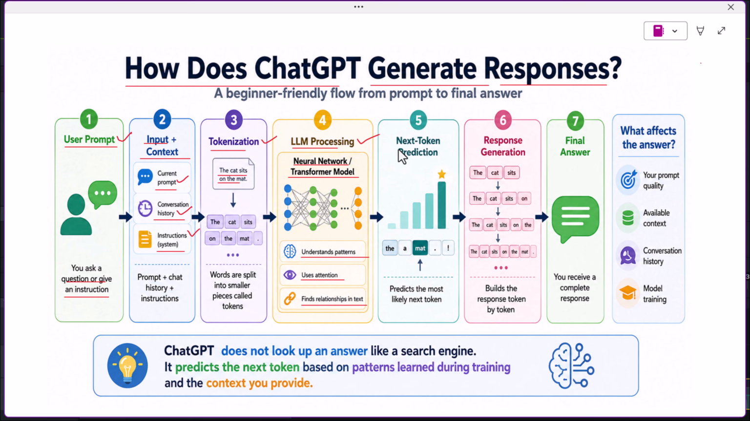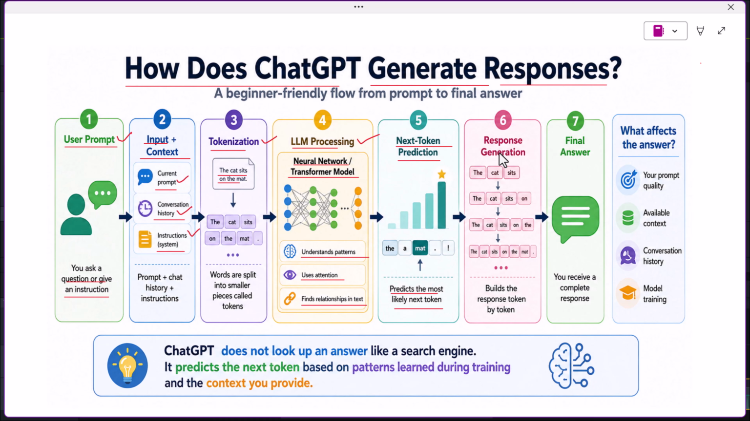Fifth, ChatGPT performs next token prediction. This is the key idea. ChatGPT predicts the most likely next token. It looks at the prompt, the context, and the tokens already generated, then chooses what should come next.